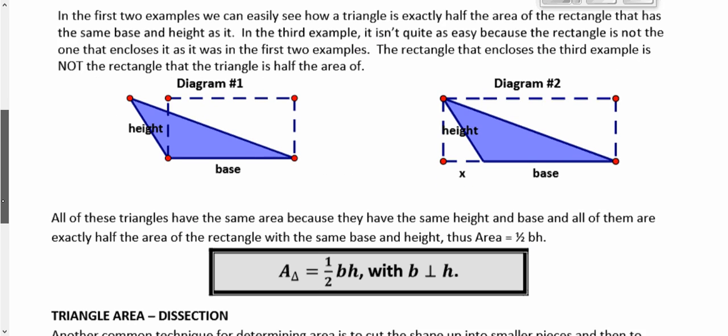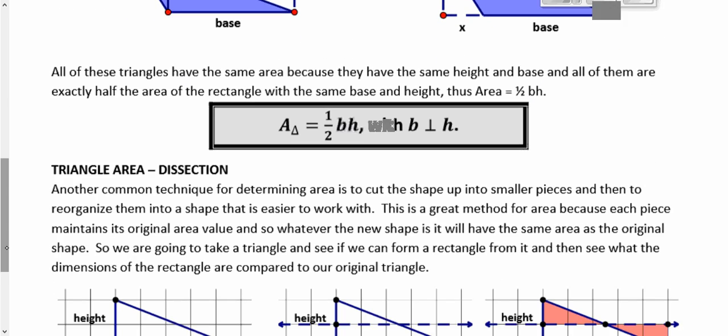As we go down here, if you're familiar with this, the formula for the area of a triangle, and there's a little subscript for a triangle, is 1/2 base times height. And as always, the base and height have to be measured perpendicular to one another. Okay?